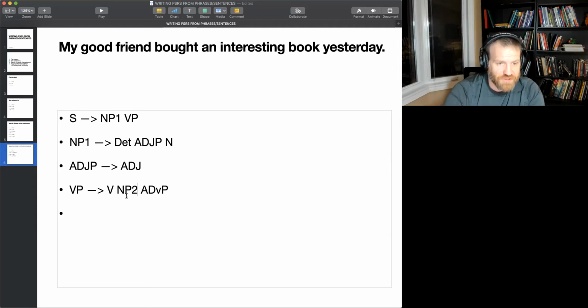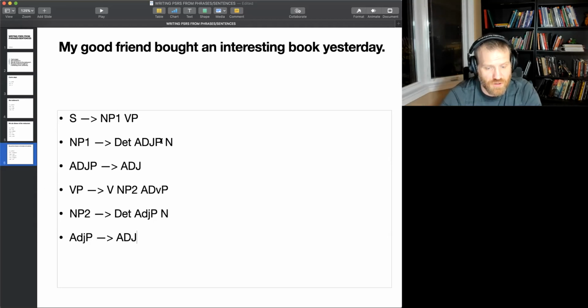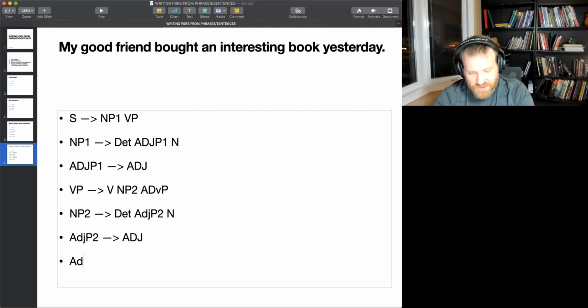So because we had the first NP already, let's break down the second noun phrase. An interesting book. Determiner, adjective phrase, noun. Noun is the head of NP2, and the adjective phrase only has one adjective. So let's call the previous one adjective phrase 1, and this adjective phrase 2, just to show that they are separate. So now we're done with an interesting book, and we have an adverbial phrase, which is the only one, so we're not going to give it a number. So this adverbial phrase has one adverb.